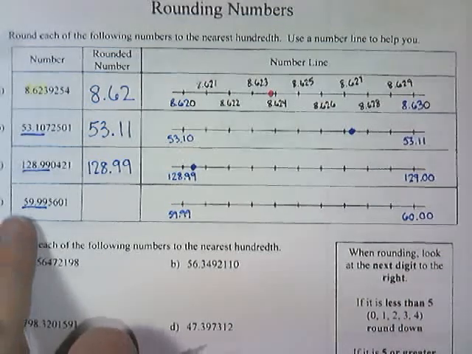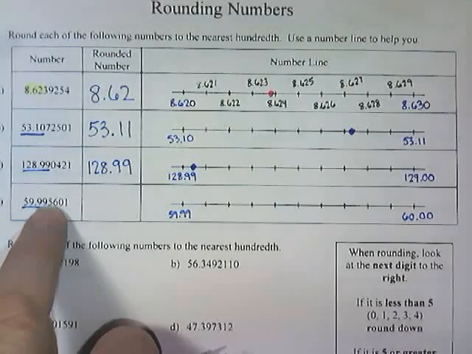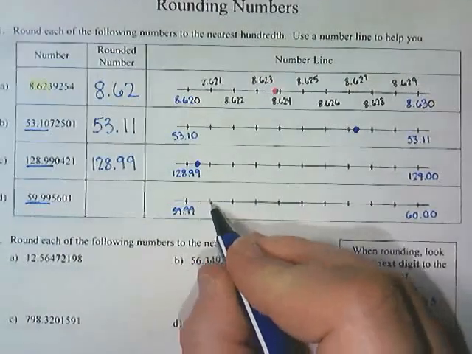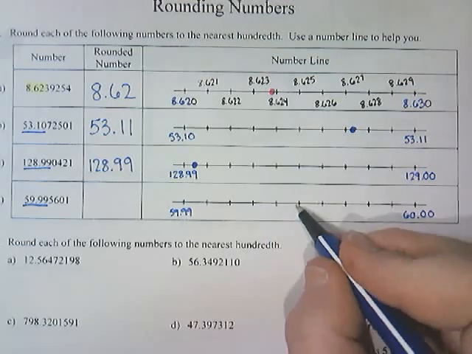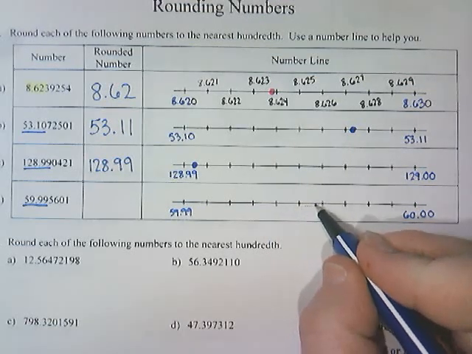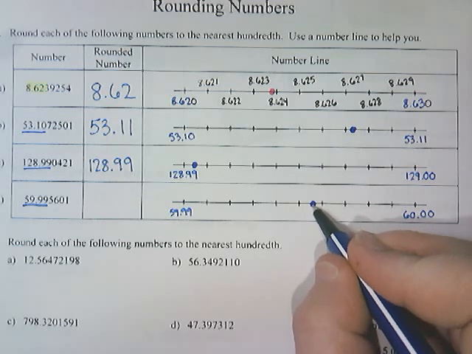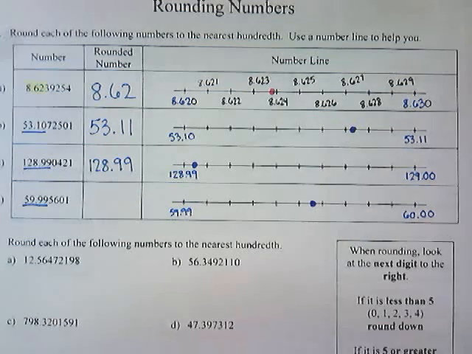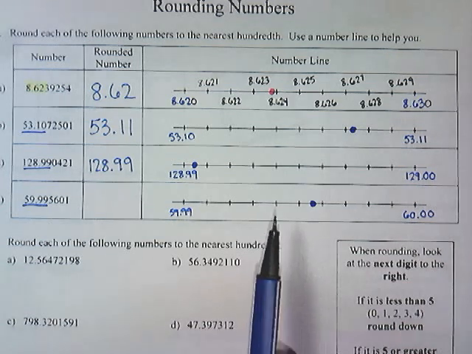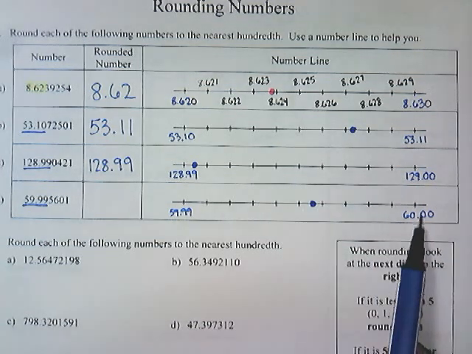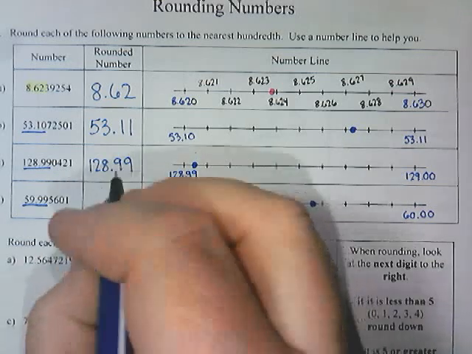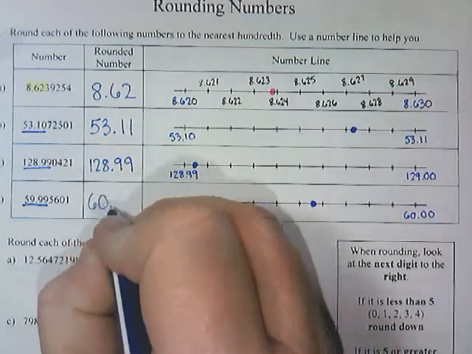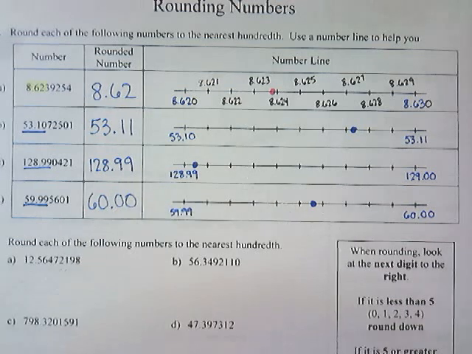So 59.995. So this would be 1, 2, 3, 4, 5. That would be in the middle. And then it's 5601, so that's a little further in. It would be roughly there. Which if I look at it, is a little bit closer to 60 than it is to 59.99. So I would round this to 60.00.